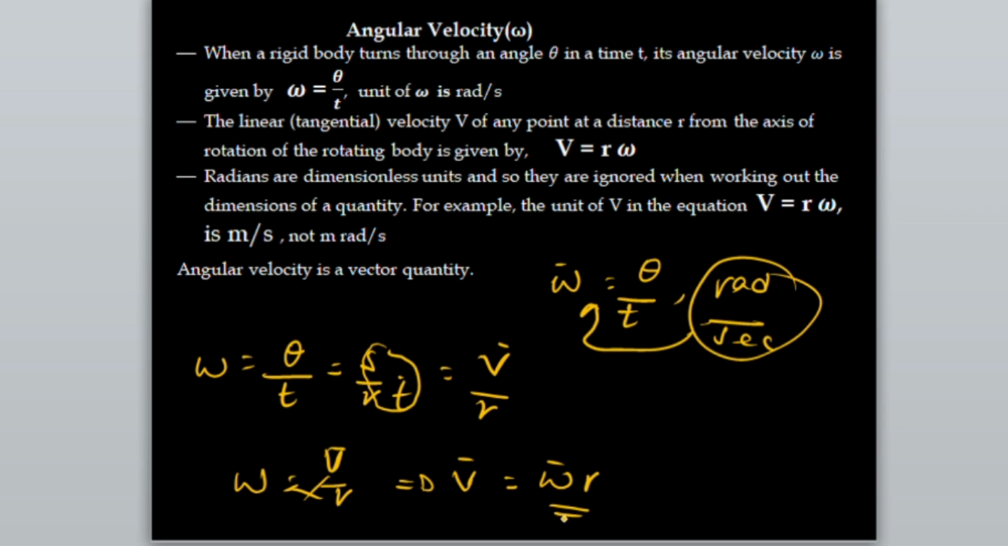Angular velocity at any point on the CD, or the angular velocity of any particle, is the same both in magnitude and direction.